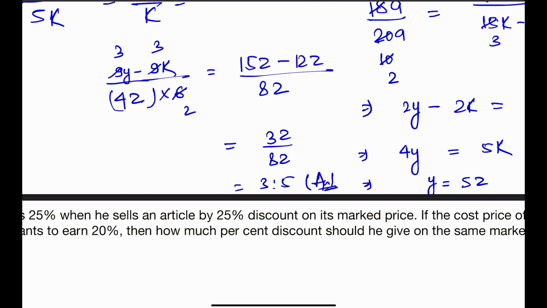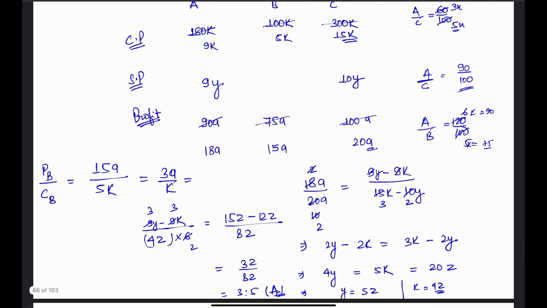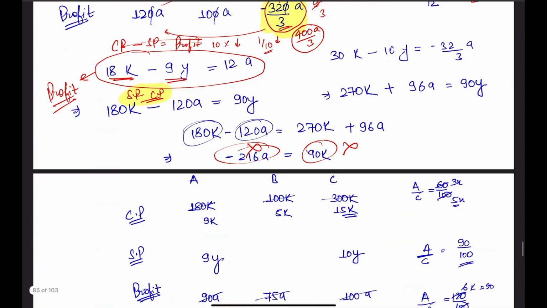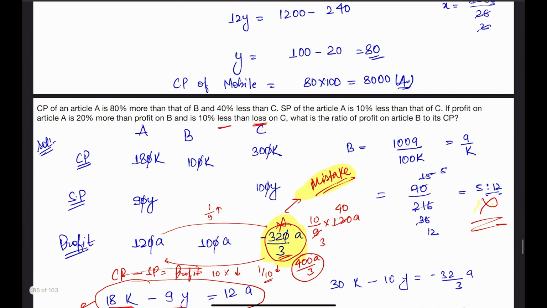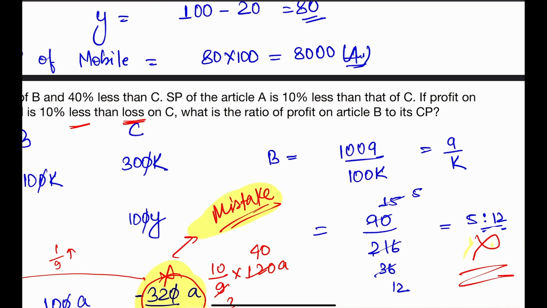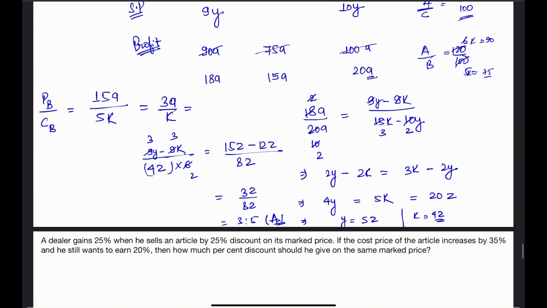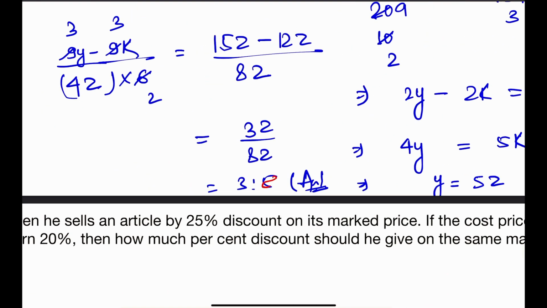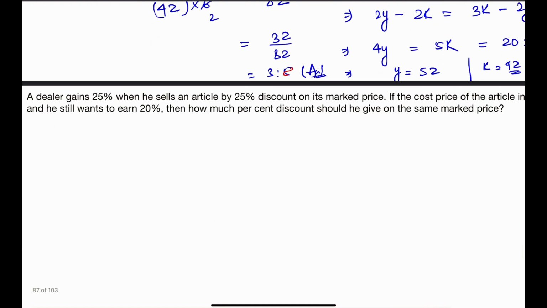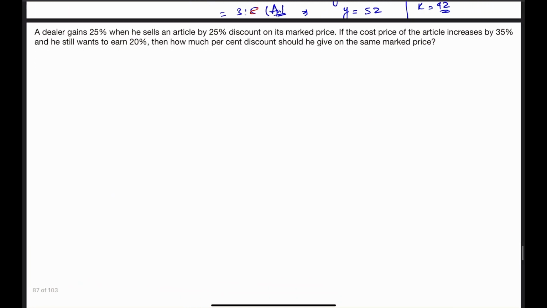Answer. There are many more ways to solve. From here, after finding this value, I can move to the earlier one. I can solve with that approach also. So it's totally up to us which way we want to solve this question. 3:8, not 5, 3:8. Okay, so let's solve the next question.